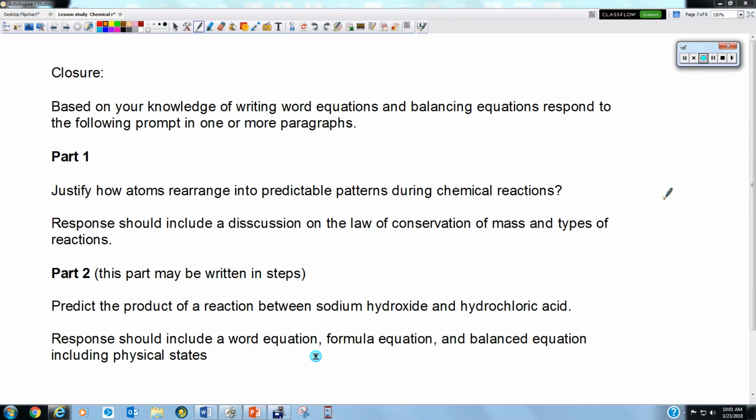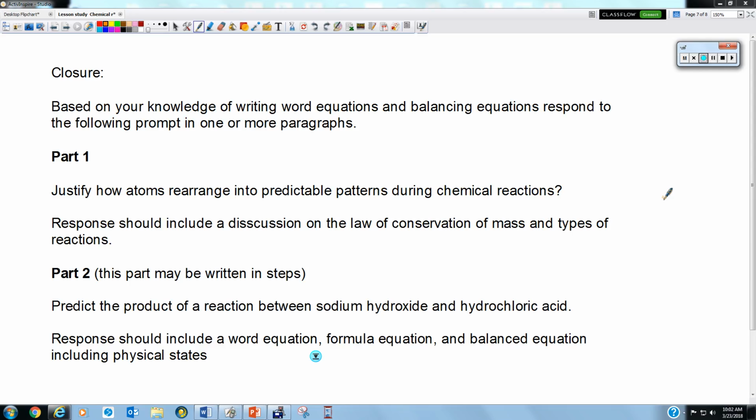So this is what I want you to do. On a sheet of loose leaf, go ahead, write your name at the top. What I want you to do is, this is going to be the closure. I'm going to give you another kind of review sheet for the multiple choice questions that I would have on this test. But I want you to respond to these prompts.